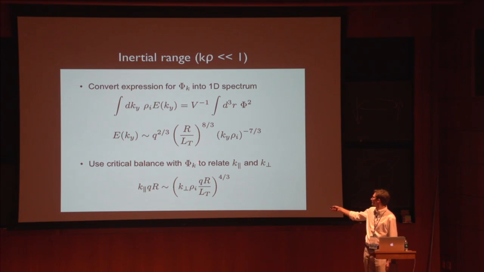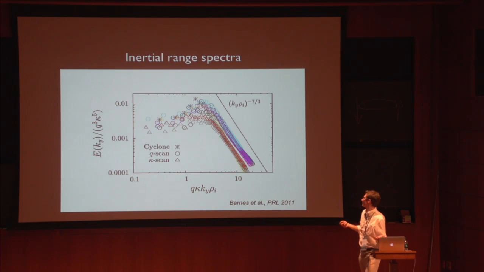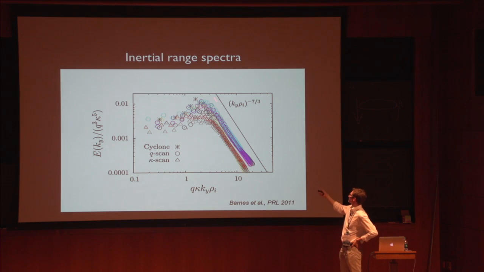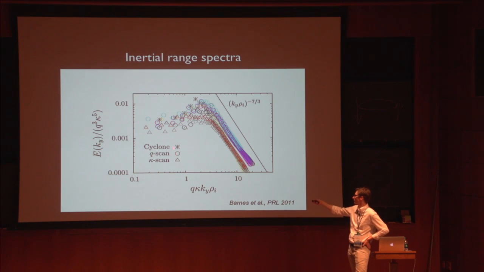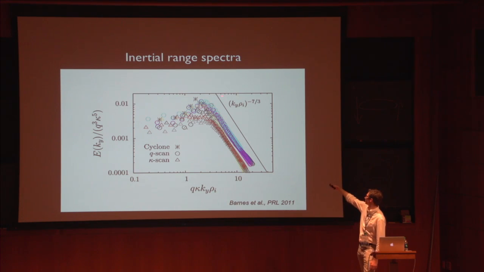And I can use critical balance now to get an energy spectrum in k parallel as well. Or in other words, I can relate how k parallel and k perp should be related. And I can test these things. So what we've done is we've run simulations. We've predicted these slopes. We've run simulations and measured those slopes. And you find that indeed this is just a bunch of different simulations where we've changed different parameters. These are things like the temperature gradient, the pitch angle of the magnetic field, and so forth. And you find indeed that the simulations follow this simple kind of scaling law estimate.